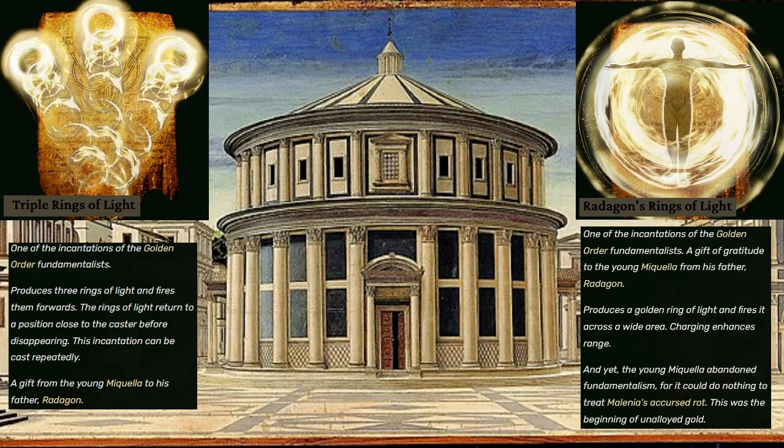Miquella was raised a Golden Order fundamentalist by his father, Radagon, and yet the young Miquella abandoned fundamentalism for it could do nothing to treat Malenia's accursed rot. Miquella was brilliant and fearsome, an Empyrean of creation and sacrifice.